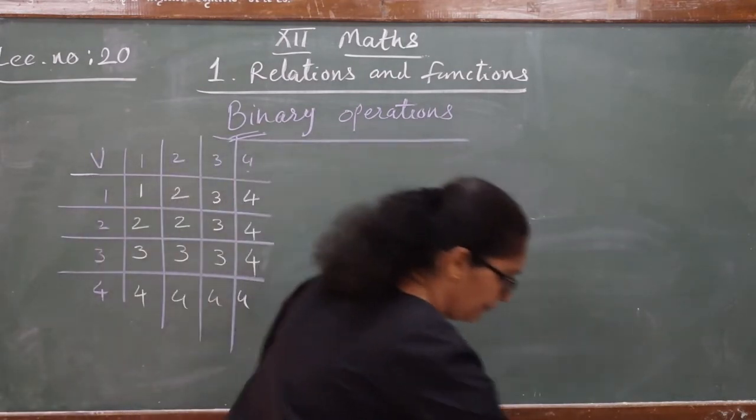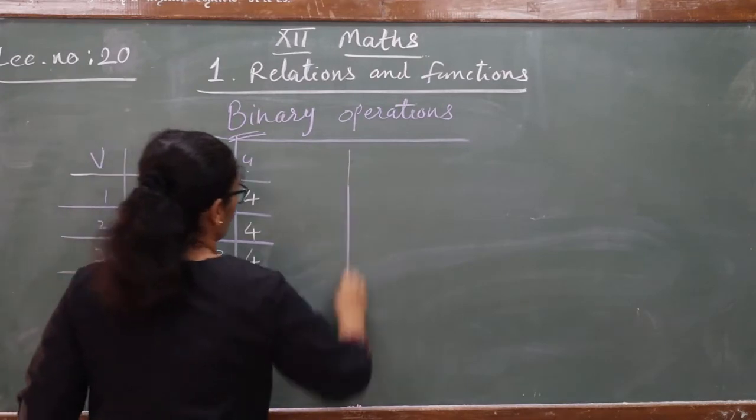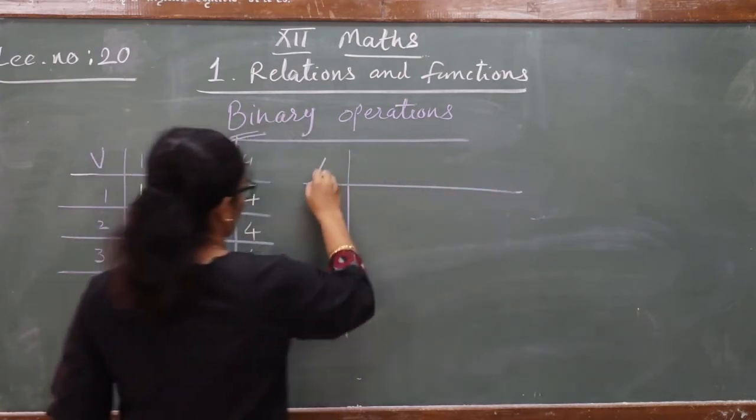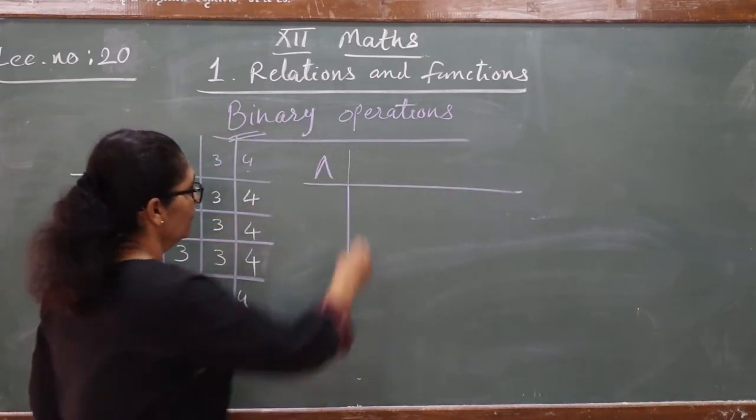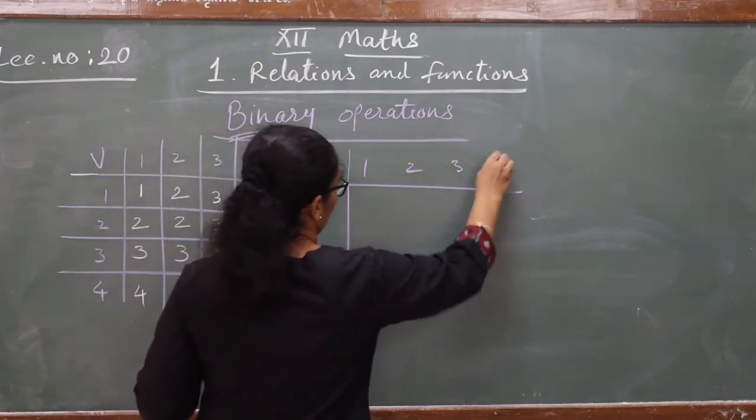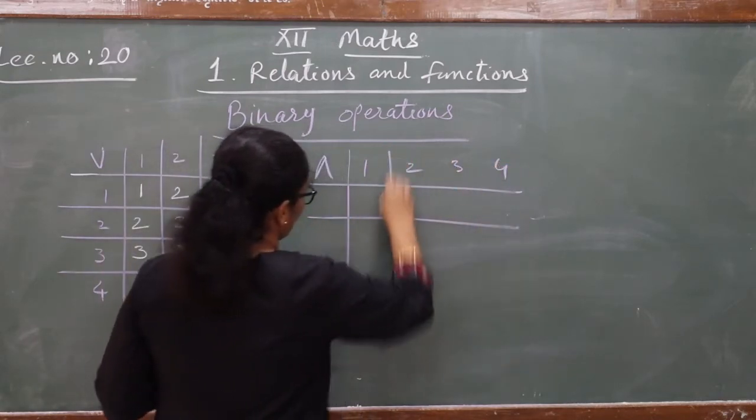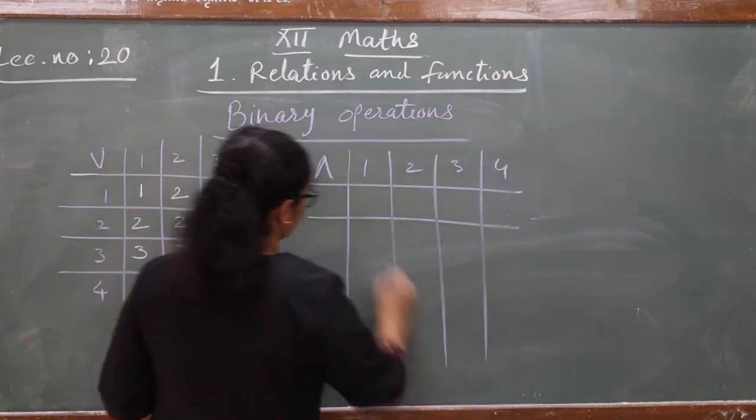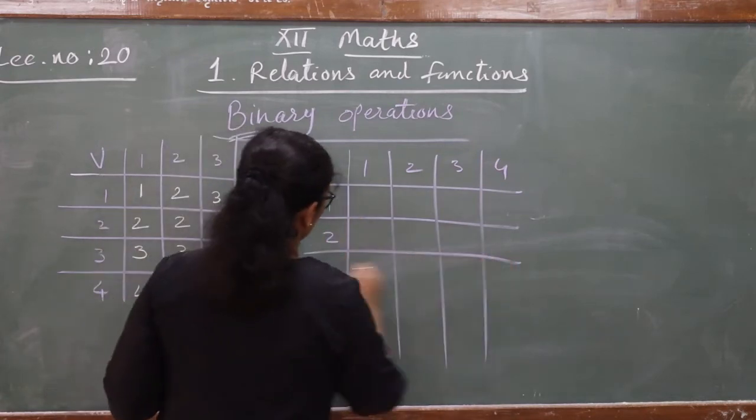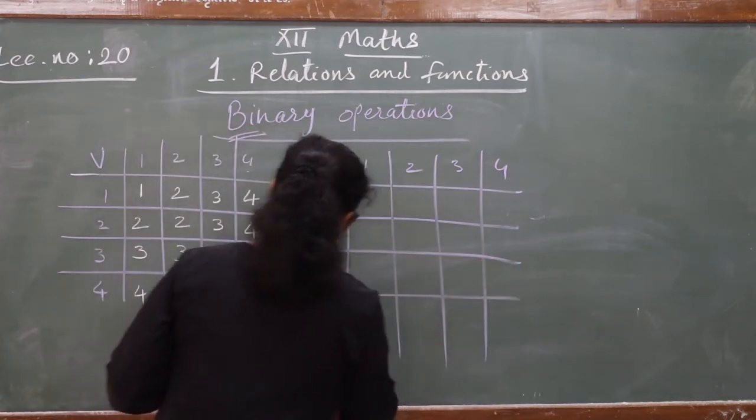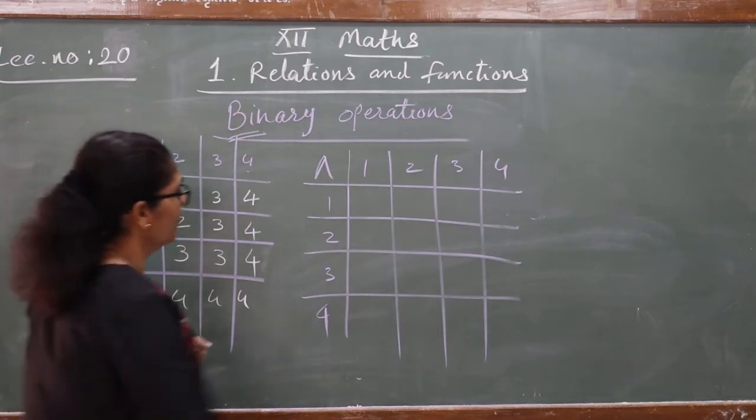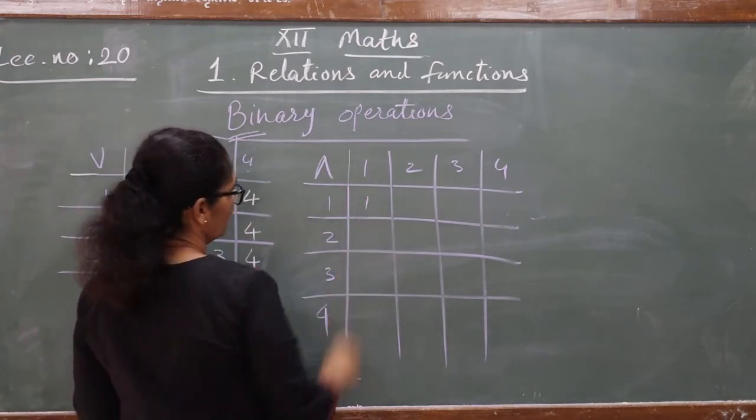The second question is given for minimum. So we make a table for it also. This symbol is for minimum, with 1, 2, 3 and 4. Similarly, 1, 2, 3 and 4. Now start. The minimum among 1 and 1 is 1.